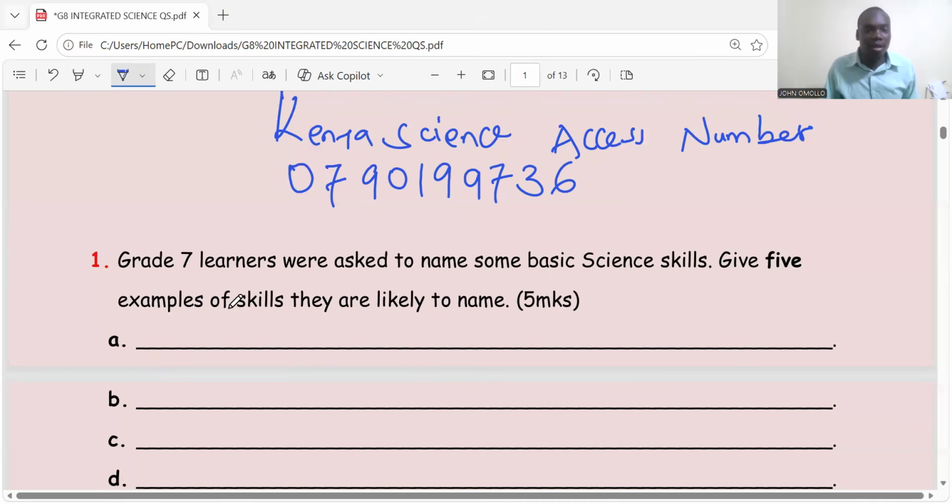Grade 8. Number 1, grade 7 learners were asked to name some basic science skills. Give 5 examples of skills they are likely to name. Now, when you look at topic 1 of integrated science grade 7, there is a substrand called the basic science skills. Now, we are giving the examples. Number 1, we have observation skills.